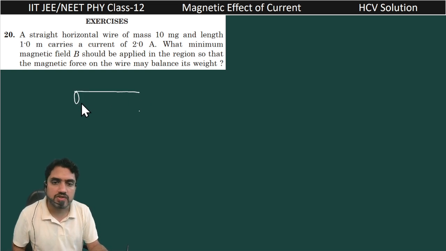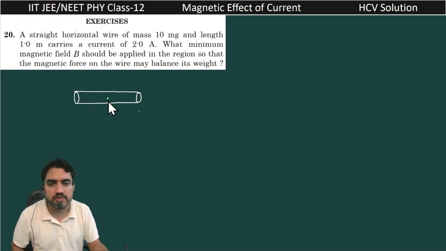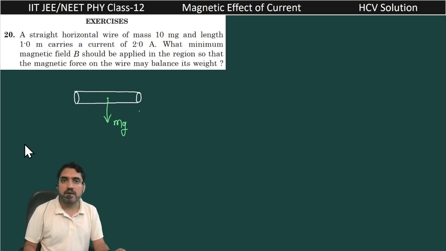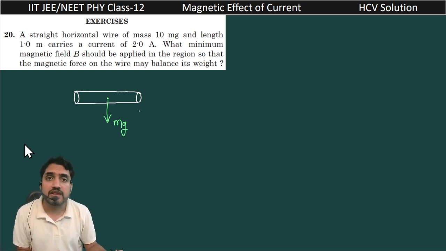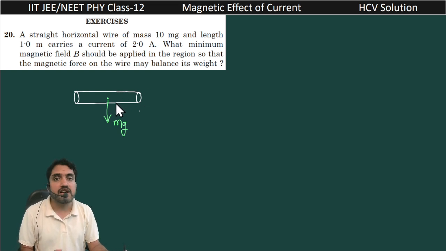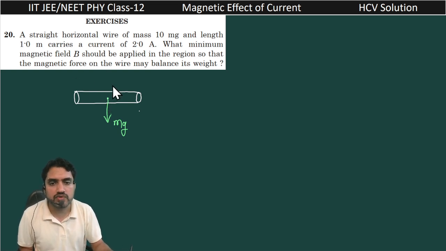Definitely the gravity on this horizontal wire will be in the vertical downward direction, that is mg. Now we have to manage the direction of the magnetic field in such a way that the force on this wire will be in the upward direction, so that this force will balance this mg, and that is the requirement in the question. So this force is equal to I L B, in the upward direction.